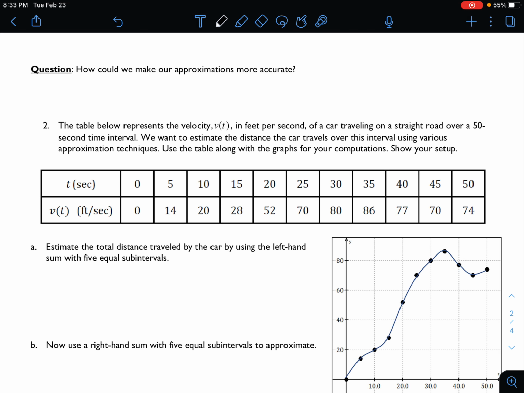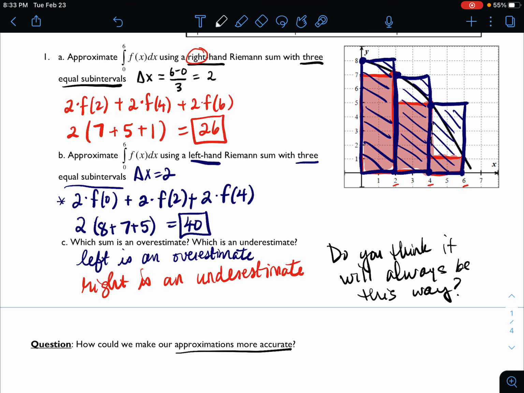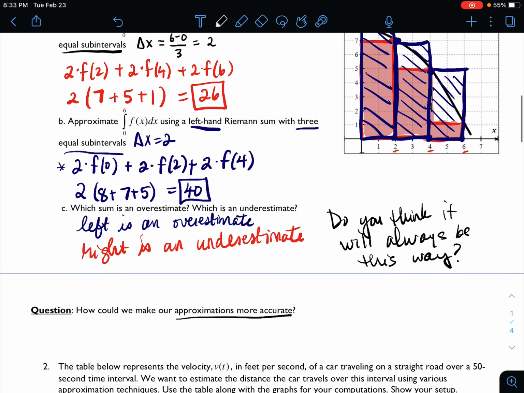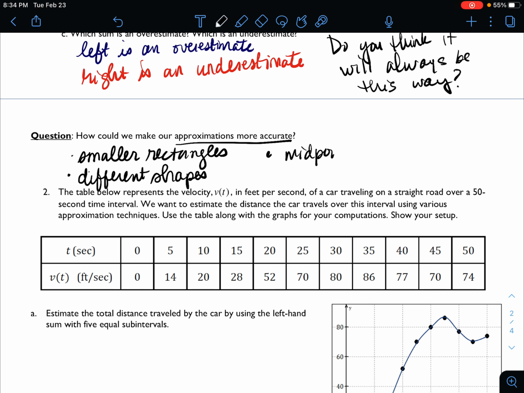Now another question is, how could we make our approximations more accurate? So if I look back over here, I have some graphs that are bigger, some that are smaller. So some things that we could do to make our approximation more accurate is we could make smaller rectangles. Or we could do different shapes. Or we could use midpoints. And so you'll see if we draw midpoints, it kind of will overlap and go below at the same time.